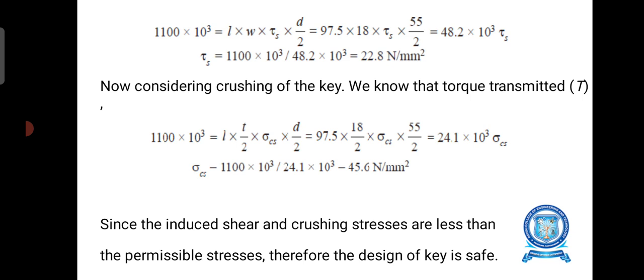This is the reference: Design of Machine Elements by V.B. Bhandari and Machine Design by R.S. Khurmi. For the design data book, you can use the PSG design data book.